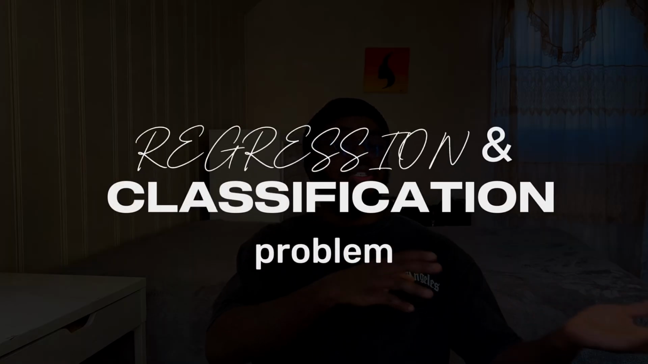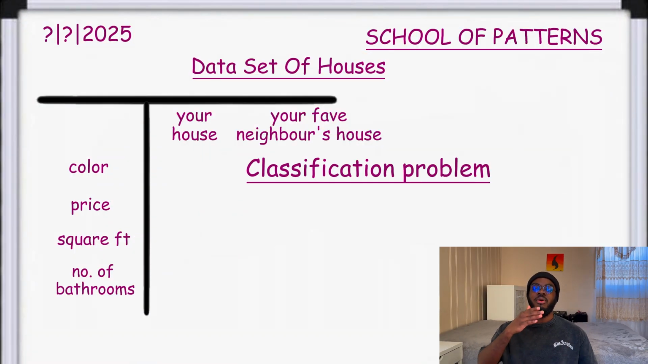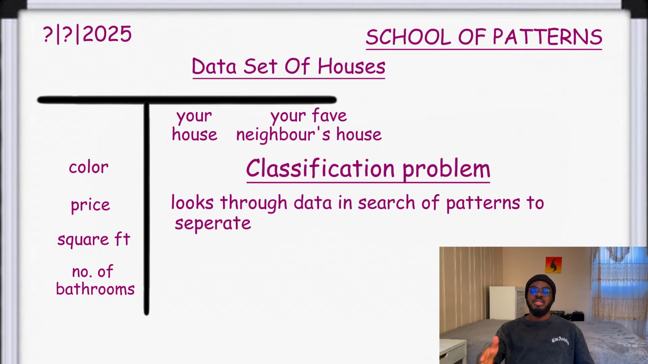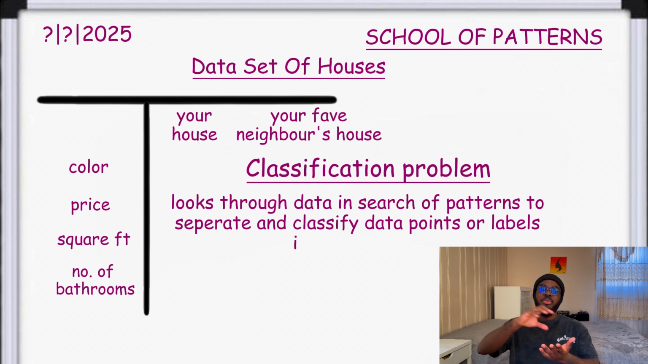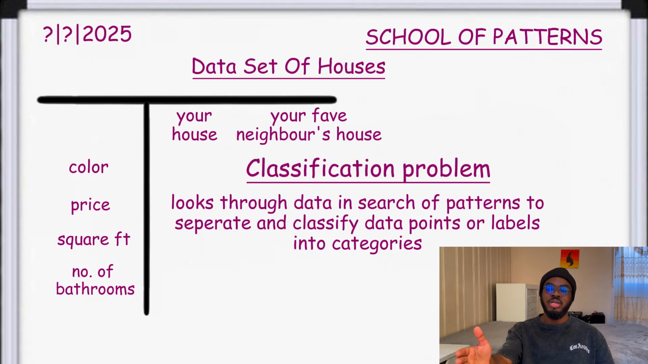I'm going to talk about two main types of machine learning problems. There's the regression type problem and the classification type problem. Now, I don't want you to mix up these two with supervised, unsupervised, and reinforcement learning. Those were the types of machine learning. I'm going to link the video here so that everyone follows along. Going into classification problem, it has to do with the example of you're trying to predict between an adult and a child. Basically, it looks through the data and tries to find patterns to separate and classify data points or the labels into different categories. Simply put, it's trying to say, hey, are you an adult? Are you a child in the example? That is a classification problem, not numbers.